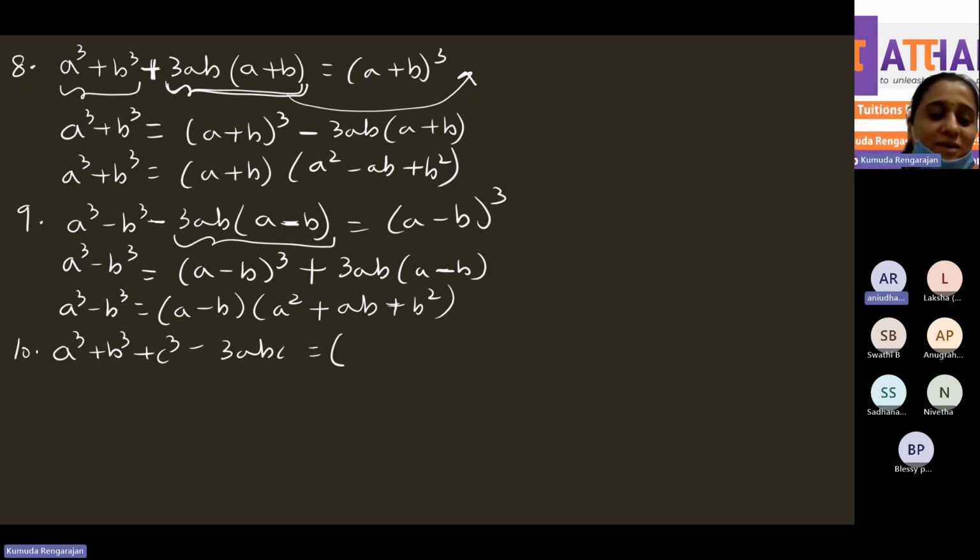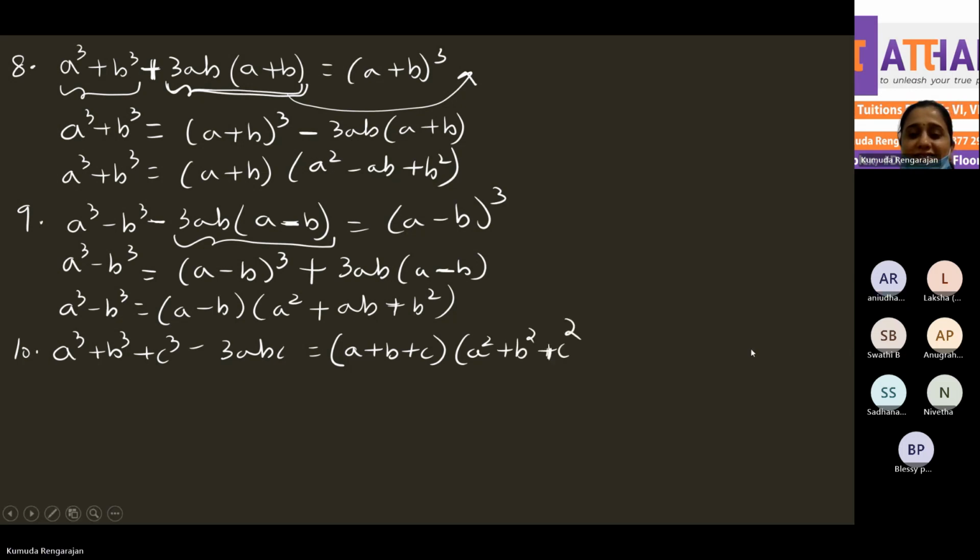Yes, ma'am. Yeah, go ahead. Ma'am, a plus b plus c into a square plus b square plus c square minus ab minus bc minus ca. Very good. Thank you, Aniruddhan. So a plus b plus c into a square plus b square plus c square minus ab minus bc minus ca. And now the conditional identity.